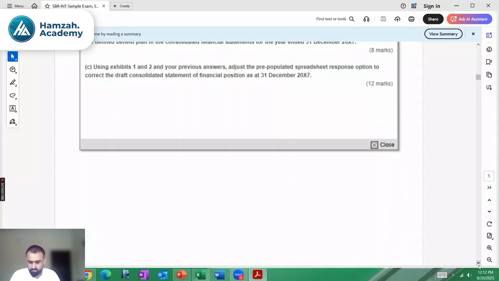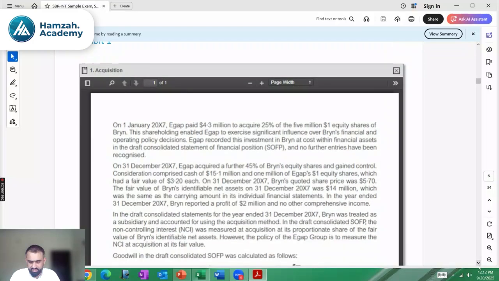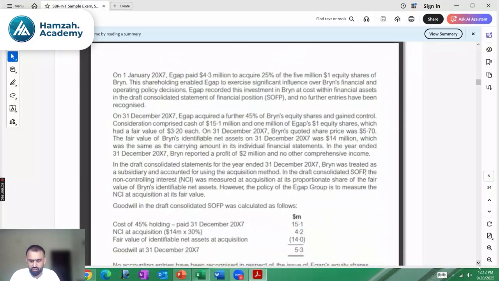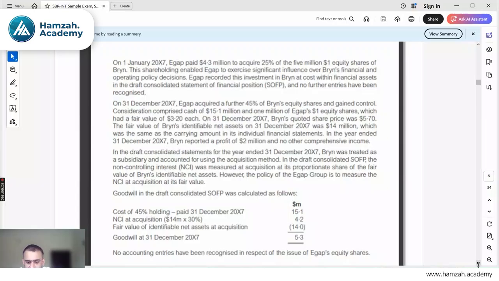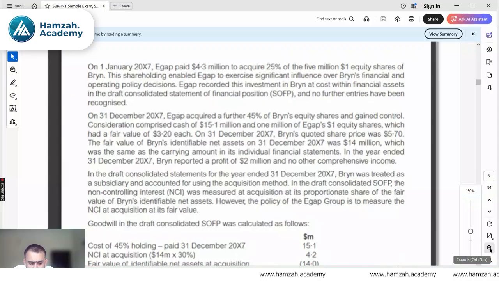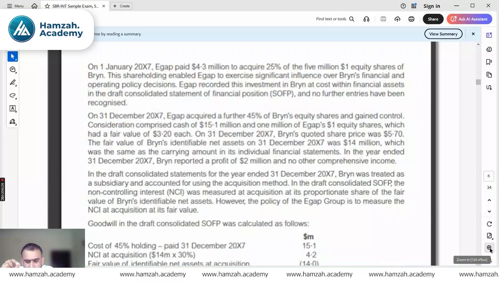So the first exhibit is relating to the acquisition of the B company. On 1st January X7, EGAP paid 4.3 million to acquire 25% of the 5 million $1 equity shares of the B company. So they have acquired 25% of the 5 million shares of the B company on 1st January X7.